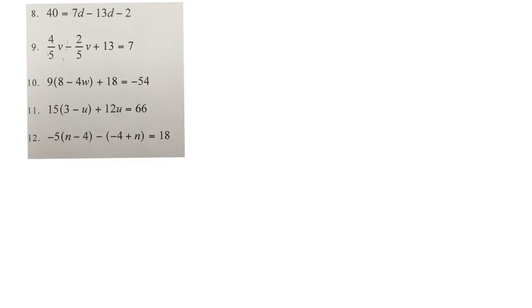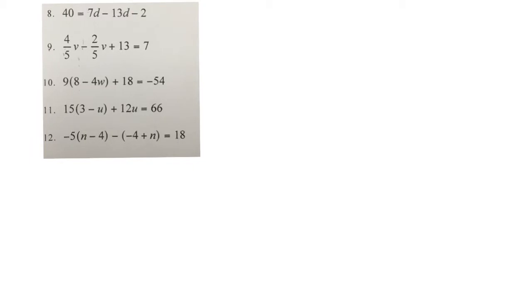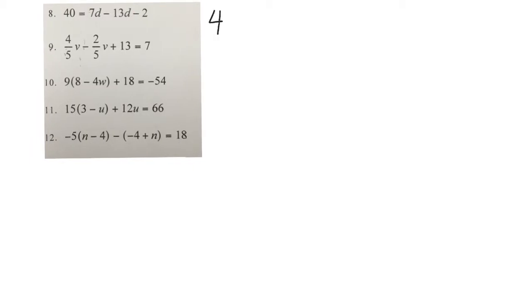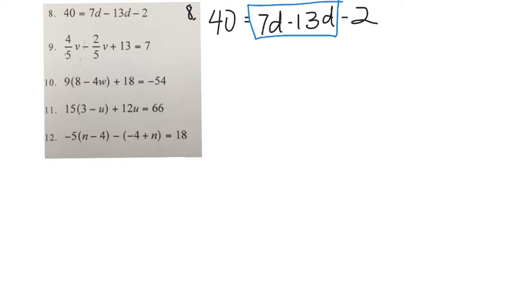Okay, number 8 here, we have 40 equals 7d minus 13d minus 2. And when we have more than one variable, we want to see if we can combine like terms. And here we have two terms that both have a d. So 7d minus 13d, they combine, they are negative 6d, because 7 minus 13 is negative 6. And we get 40 equals negative 6d minus 2.